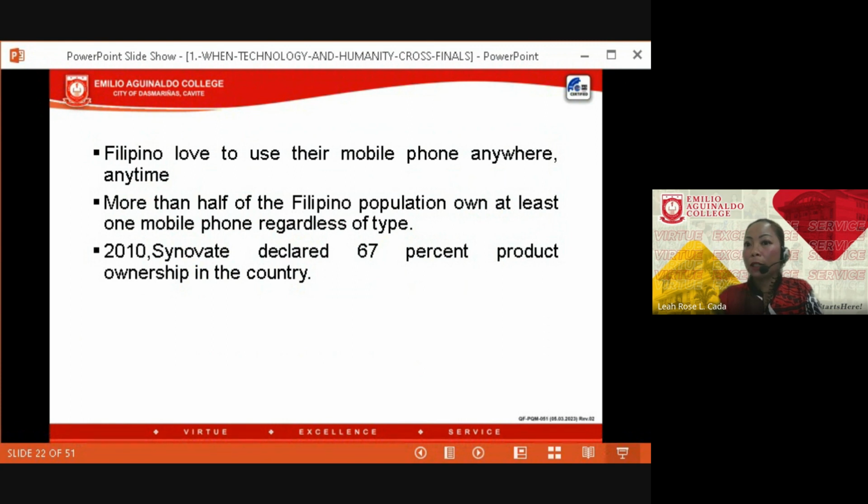Status symbol kasi yun, lalong-lalo na if when it comes to a specific brand name. So more than half of the Filipino population has one mobile phone, regardless of the type. Okay? According to Sinovate, in 2010, around 67% have a product ownership here in the country.